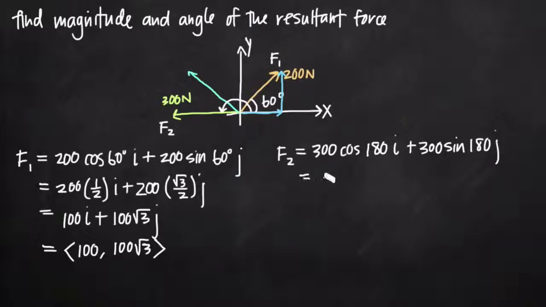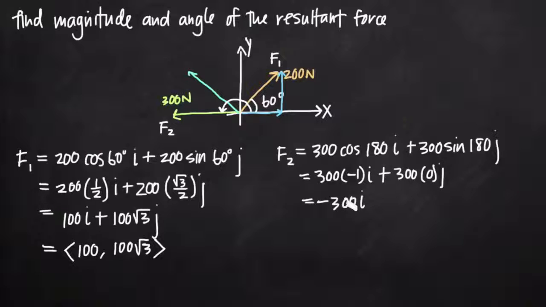Now when we simplify this, again we can use our unit circle. We know that, according to our unit circle, cosine of 180, the x value of the coordinate point at 180 degrees, is -1. So we'll get 300 times -1i plus 300 times the sine value at 180 degrees. That's the y value at 180 degrees, which is equal to 0, and we multiply by j. When we simplify, we just get -300i, and this j component goes away completely.